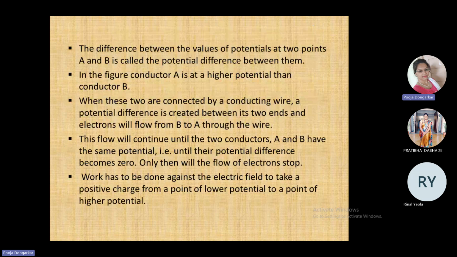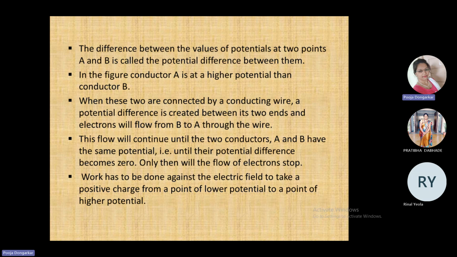The difference between the values of potential at the two points A and B is called the potential difference between them. In the figure, conductor A is at higher potential than conductor B, which is negative. When they are connected by a conducting wire, a potential difference is created between the two ends and the electrons will flow from B to A through the wire. This flow will continue until the two conductors A and B have the same potential, that is, until their potential difference becomes zero. Only then will the flow of electrons stop.